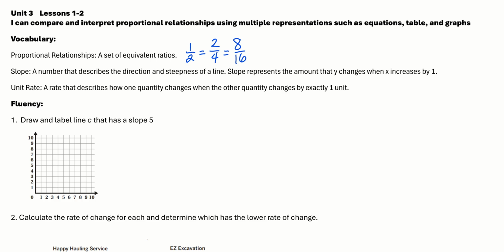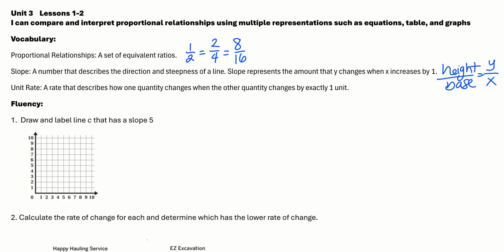So a slope is a number that describes the direction and steepness of a line. We haven't talked much about direction, but we're going to start getting into that, so that's why that change has happened. Slope represents the amount that y changes when x increases by 1. Remember, with our slope triangles, that's our height over our base, right? Y over x.